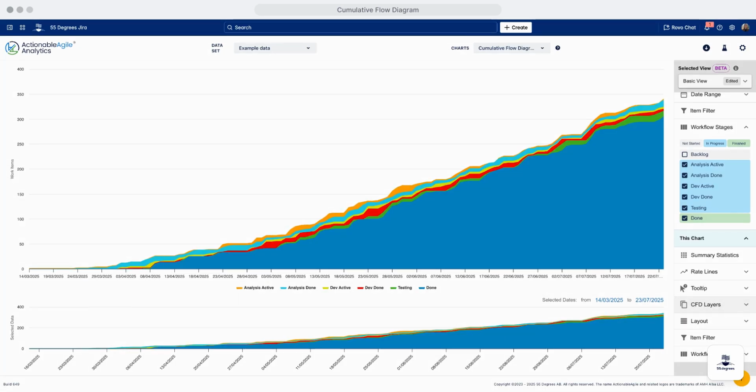The CFD is your go-to chart for visualizing workflow health, spotting bottlenecks, and driving continuous improvement. Use its controls to tailor your analysis and always look for patterns that reveal how work moves through your system. Keep in mind that the CFD uses averages which can hide outliers, so be sure to consult the other charts to ensure you're seeing the whole picture.